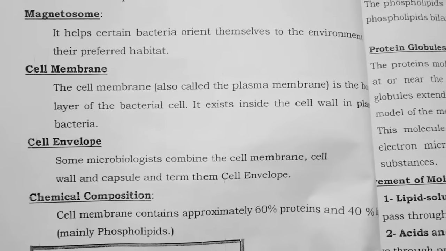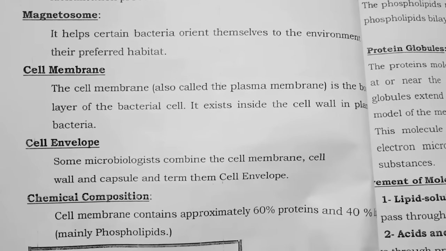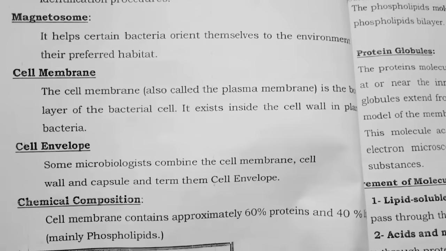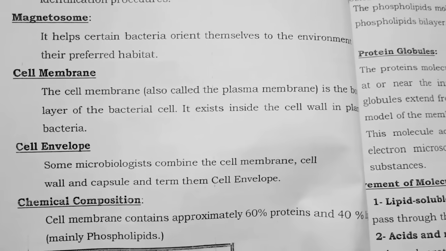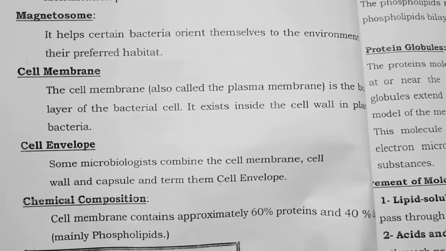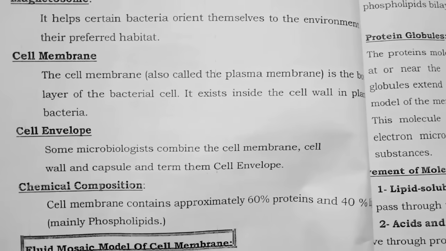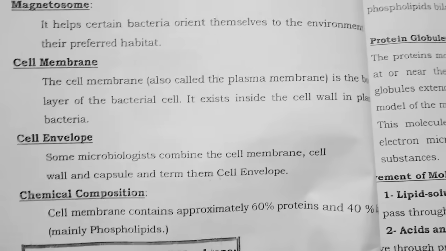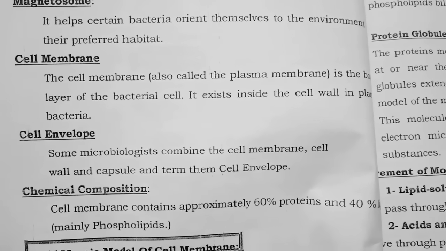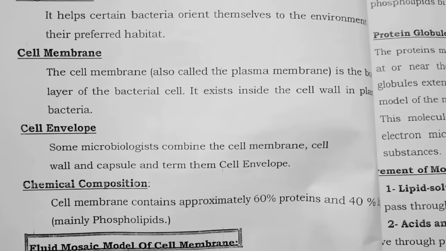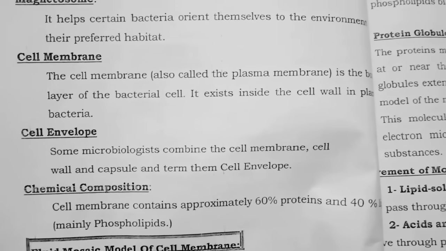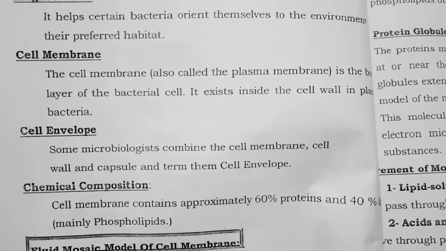Today our topic is magnetosomes. It helps certain bacteria orient themselves to the environment, their preferred habitat. After that is the cell membrane. The cell membrane, also called the plasma membrane, is the inner layer of the bacterial cell. It exists inside the cell wall.